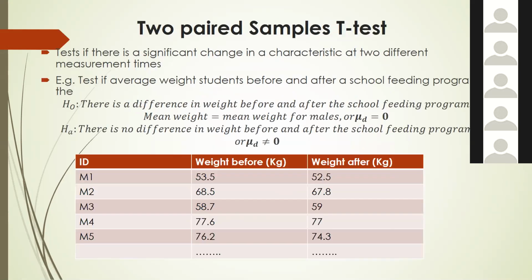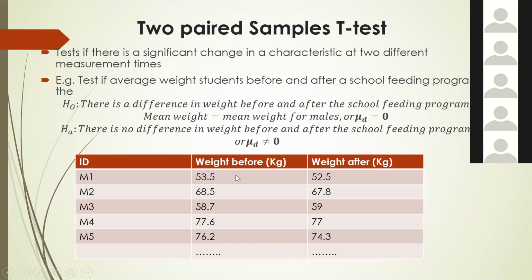Moving on to a two-paired t-test. So for a two-paired samples t-test, it is also a t-test. But what this one is doing, it is testing if there is a significant change in a particular variable characteristic at two different measurement times. Okay, so you want to see if there is a significant difference.